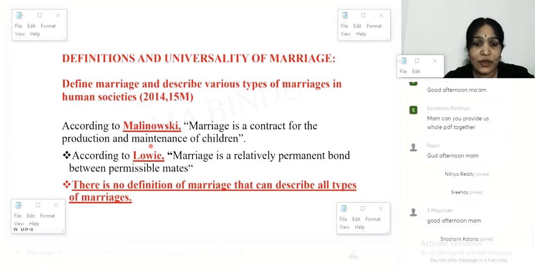Not all marriages are functional. Ghost marriage does not mean they really have some children with a ghost, not like that. We have some such very unusual forms of marriages also. So there is no definition in anthropology that is universally accepted and applicable to all forms of marriage.